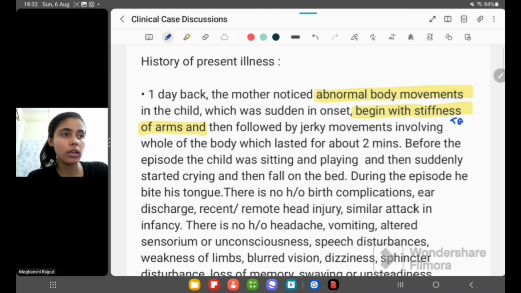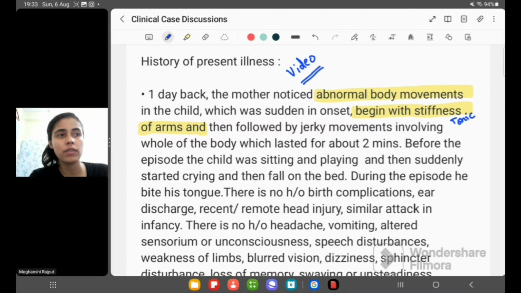You need to take a detailed history, and for abnormal body movement it is always important to ask the mother whether this episode has been videographed or not. Is it the first episode, or does the child repeatedly have these, and is it videographed or not? Then you can easily make out whether it is a seizure or not. If the mother hasn't videographed it, you ask in more detail what happened step by step.